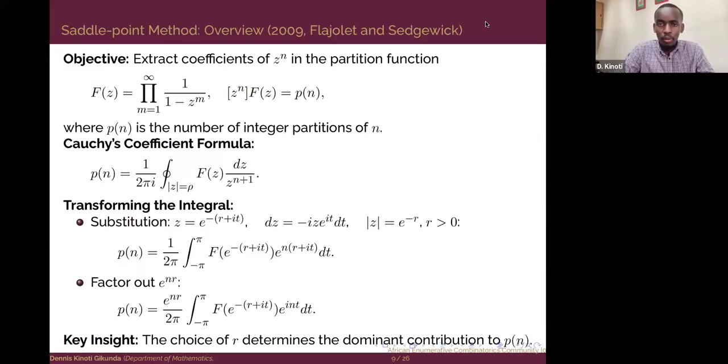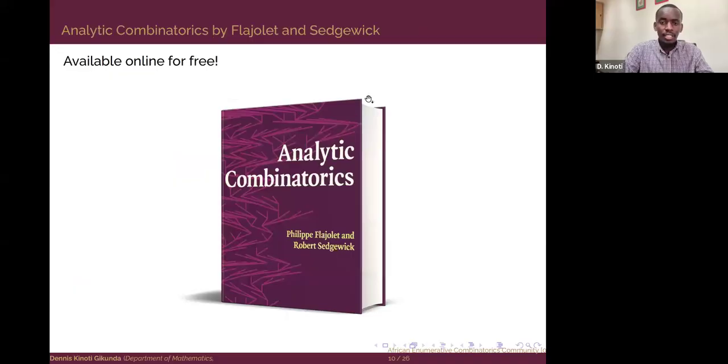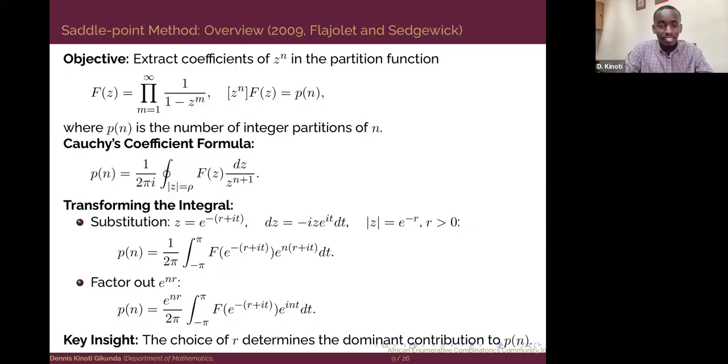And if you want to learn more about the saddle point method, there is the analytic combinatorics book by Flajolet and Sedgewick. Here it is. So that's the book you refer to, and the things we talk about are in chapter 8 of this particular book. It's like the Bible of analytic combinatorics. Flajolet is actually the father of analytic combinatorics. So this is a very comprehensive book, and most of the arguments you can find in it, and it's available for free online. So this is the process.